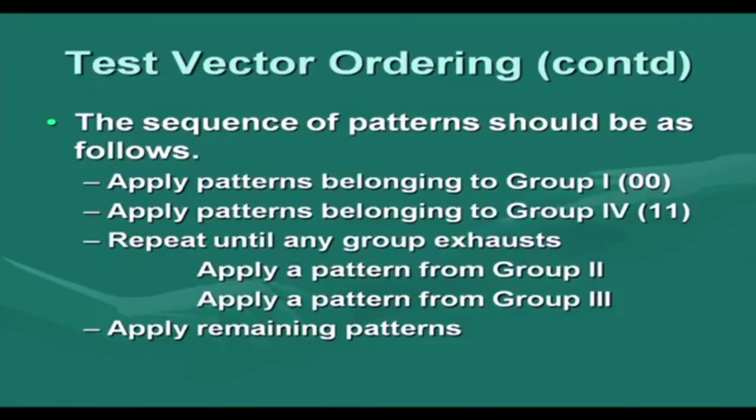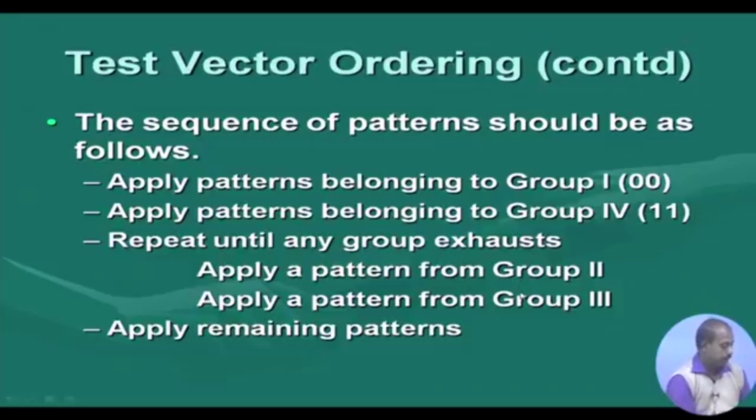This way we can frame a very simple algorithm for test vector ordering under the scan chain situation. First we apply patterns belonging to group 1, then we apply patterns belonging to group 4. Then we repeat until any group is exhausted: apply a pattern from group 2 followed by a pattern from group 3.